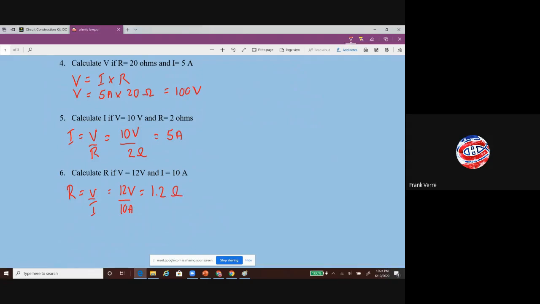Any questions about Ohm's law? It's the same form as density, right? Remember, density was mass over volume, and Ohm's law is the relationship between V, I, and R. So it's the same form in terms of how to calculate these things. It's exactly the same. Any questions about that? Nothing?